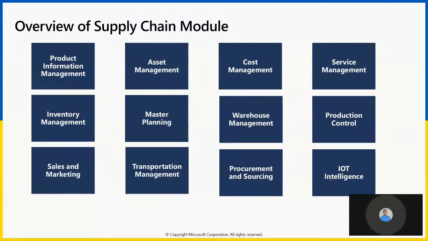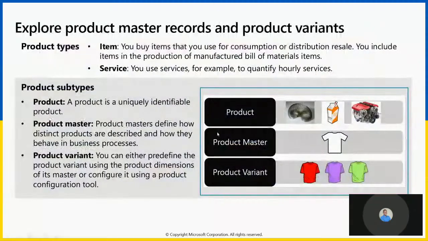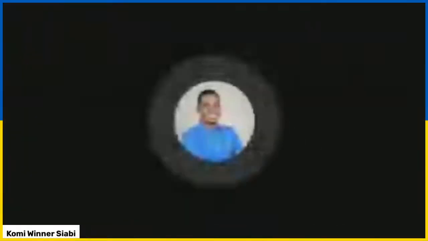Then the IoT intelligence is an add-on that we can integrate with supply chain management. What this does is give us good insights and some analytic reports when it comes to supply chain management. Now let's dive into product information management. Before that, I will quickly show us these modules that I just made mention of on the system.